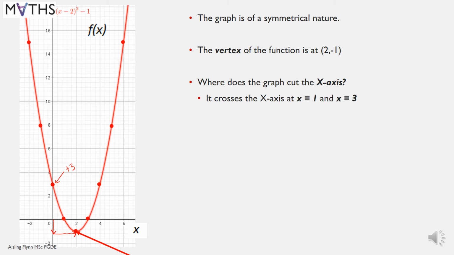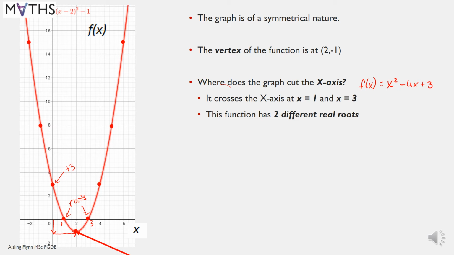Okay, so where does it cut the x-axis? Well, it crosses the x-axis at 1 and 3. And they're known as our roots. Okay, and we have 2 different real roots. Now how could we have gotten that algebraically? Well, we can use the expanded version. The expanded version was x squared minus 4x plus 3.